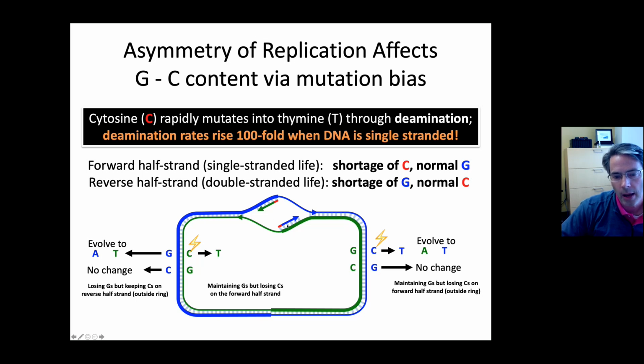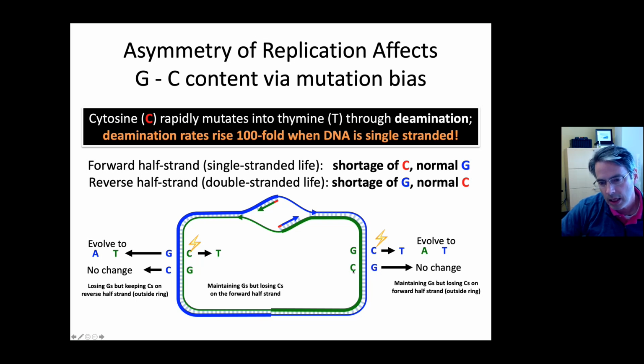So then what happens is, if we just focus on the blue line, the outer strand here, this forward strand, as we're going along the outside, because that is going to be single-stranded on the blue one for most of the time, or a lot of the time during replication, those C's have a really high mutation rate to T. So on the blue strand here, as we go around this way, we're losing C's, but there's no change in G because the G is not affected by this increased mutation rate, okay?